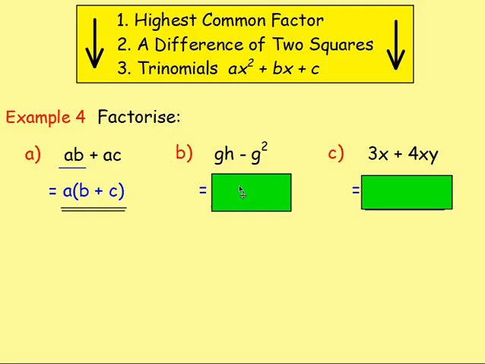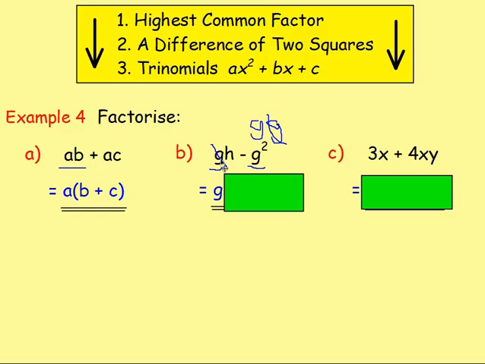High five. Next one. gh take away g squared. Edmund, hit us with your knowledge. Good. g is a common factor because you have a g here and you've got a g squared here. Remember, g squared really means g times g. So we're getting rid of the g here and one of the g's here.